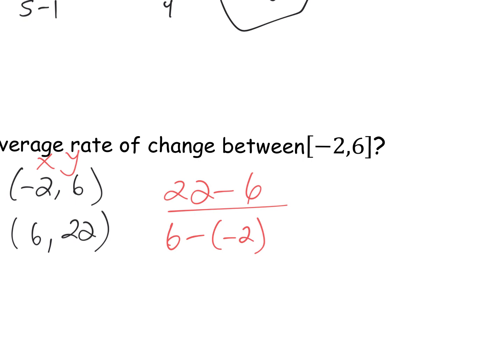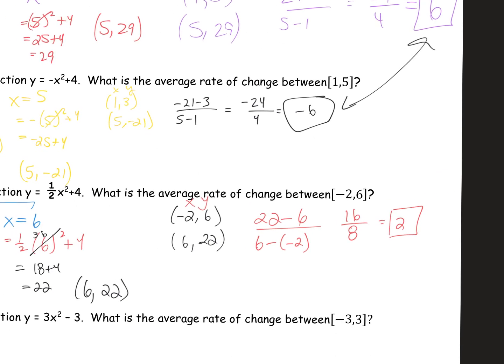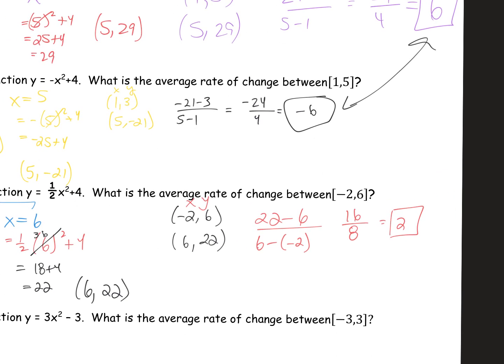What's 22 minus 6? 16 over. What's 6 minus a -2? 8. What's 16 divided by 8? 2. Good. So over the interval of -2 to 6, what is your function doing? It's increasing. If you're asked that question, over the given interval, what is your function doing? You would say increasing. Why do I know this one's increasing? Because it's what kind of a number? Positive. What's this one doing up here? Decreasing. How do I know that? Because it's negative. Good.